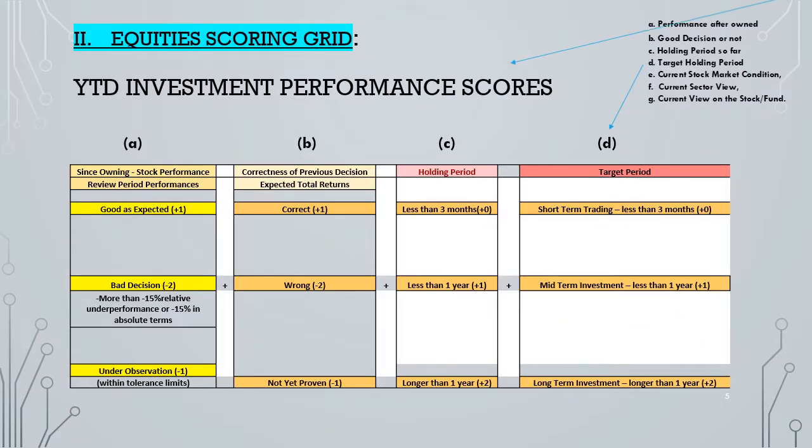Okay, the first one will be after you own the stock, do you think it performed as good as you expected or you made a bad decision? Then you rate it. Bad decision -2, good decision +1. Okay. B. So again, if it is correct on the previous decisions, no matter whether the performance is right or wrong, you also score it. And then C is how long you have held the stock or funds. And then D is what you intend to hold.